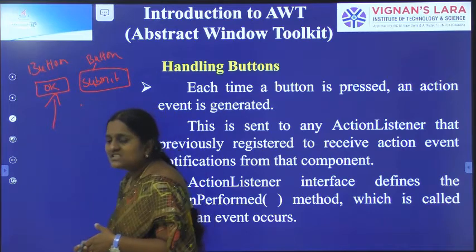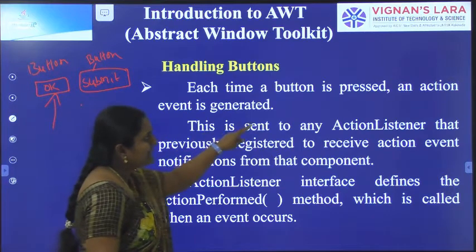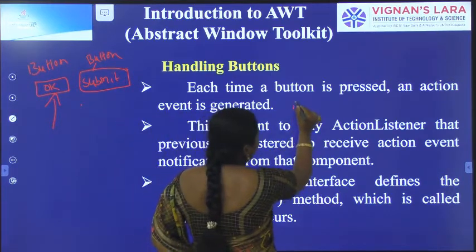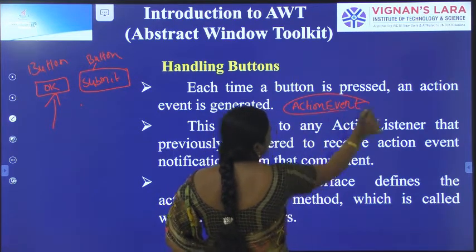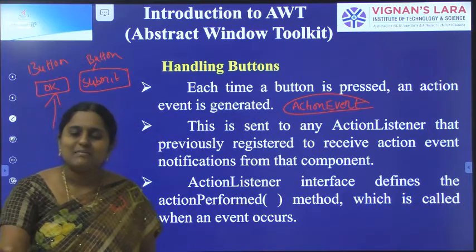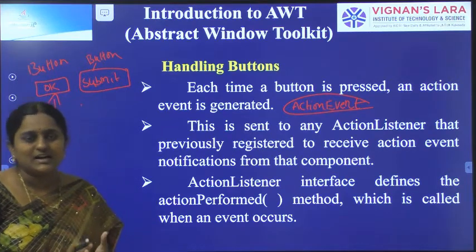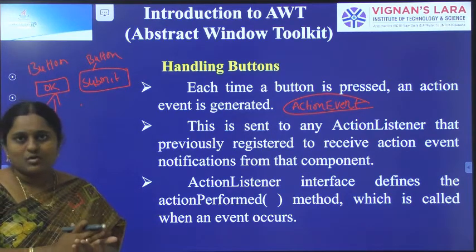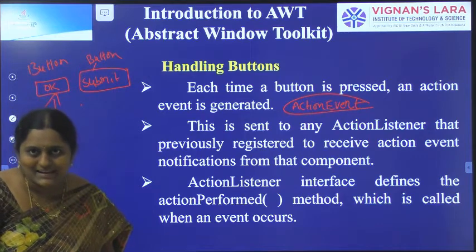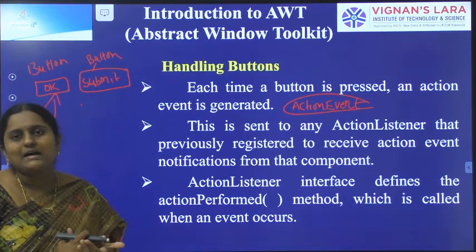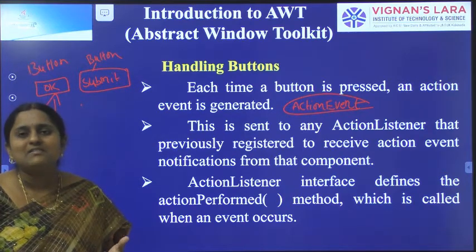Which event is generated? Each time a button is pressed, an action event is generated. ActionEvent is a class. Whenever an event is generated by the source, the source sends the corresponding event to the listeners. Listeners are associated with interfaces. The listener will handle and control the events.